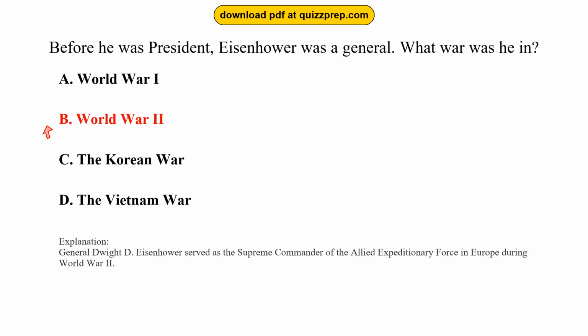General Dwight D. Eisenhower served as the supreme commander of the Allied Expeditionary Force in Europe during World War II.